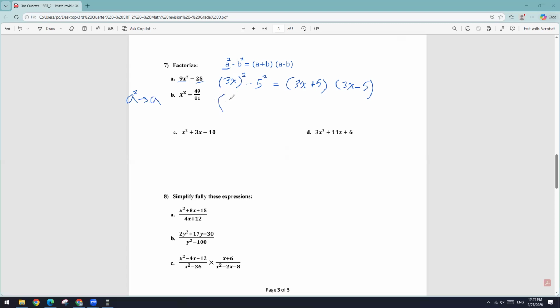First open a bracket, put x. Now we said 1 times plus, 1 times minus. Let me start with the plus. Now what do you have to do? The square root of this fraction. What is the square root of 49? It's 7, because 7 times 7 is 49. What's the square root of 81? 9, because 9 times 9 is 81. Then you repeat the same bracket, but minus. So x minus 7 over 9.